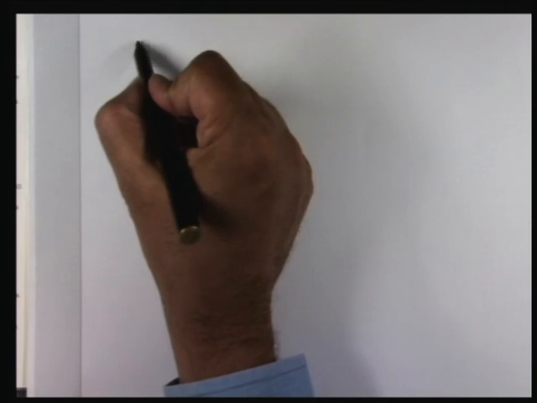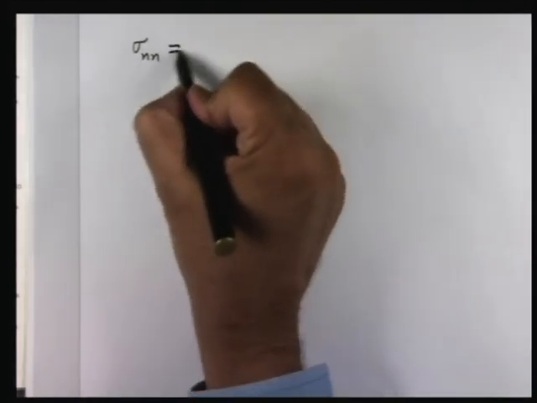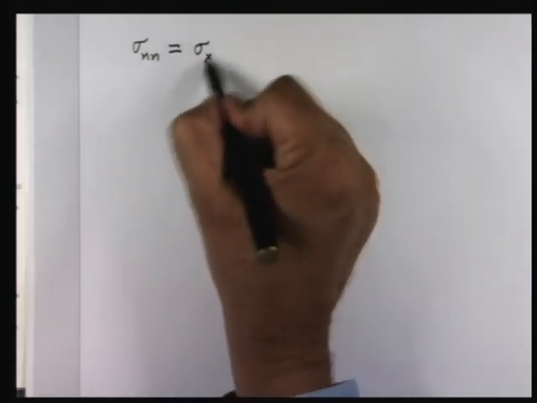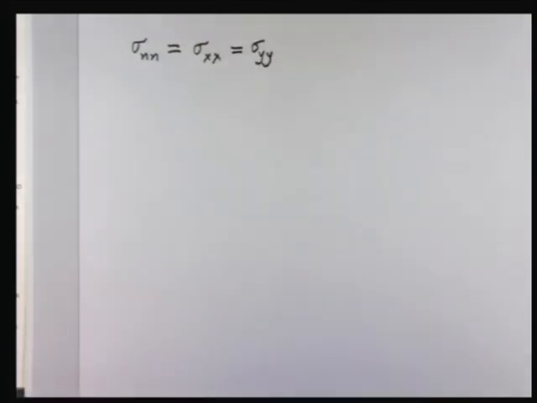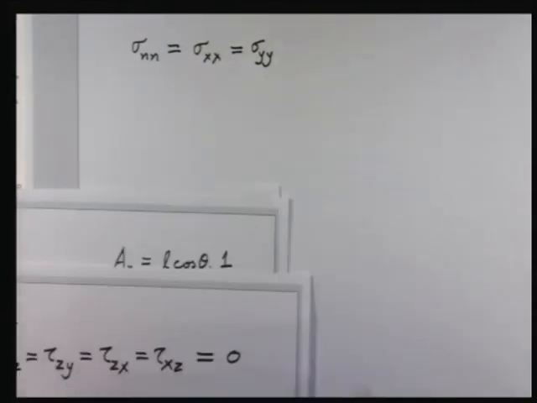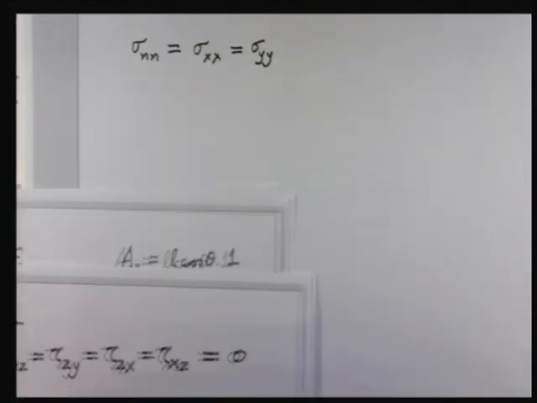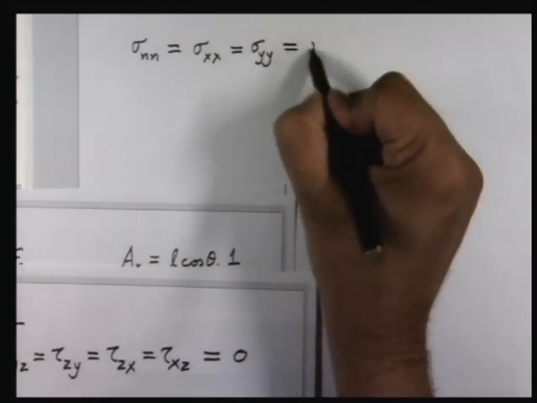So the net result is that you are going to have sigma NN equal to sigma XX equal to sigma YY. Okay. Now we have taken X to be the horizontal direction and Y to be the vertical direction. So the XZ plane is the horizontal plane. So you can do a similar analysis in the Z direction. If you want, you can rotate the coordinate system. Whatever you are calling X, you can call Z. So ultimately you are going to have this also equal to sigma ZZ.